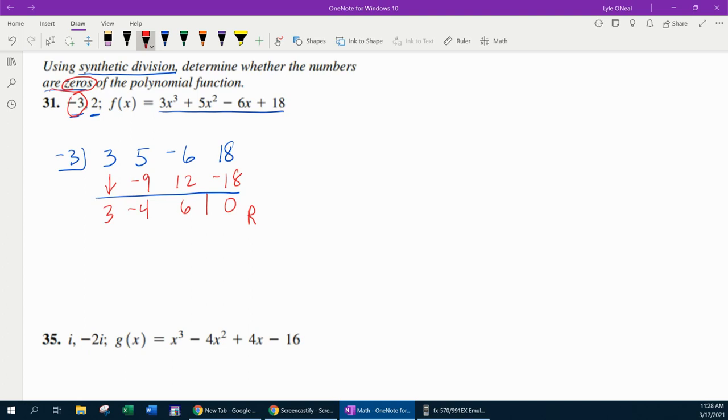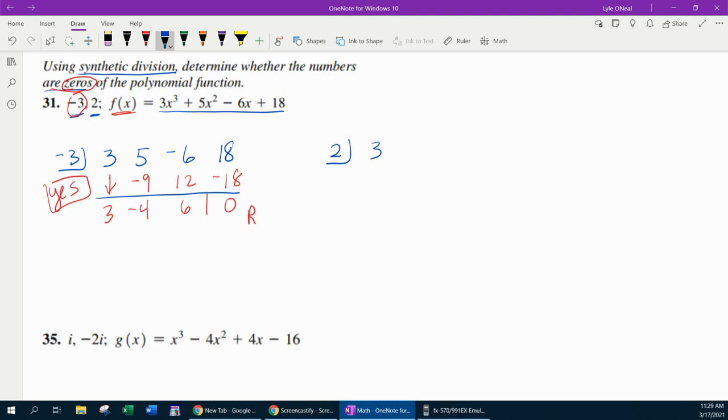Well, it means that if you graph f of x, it's going to cross the x-axis at negative 3. It's basically saying, hey, negative 3 is a solution to this equation, but it's also an x-intercept of the function. So what's the final answer there? Well, this is a yes or no question. So negative 3 is a 0? Yes, it is. And then we're going to check and see if positive 2 is a 0.